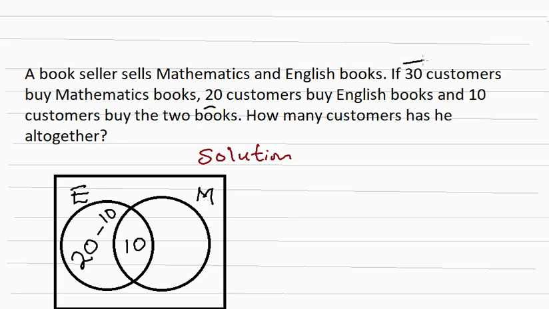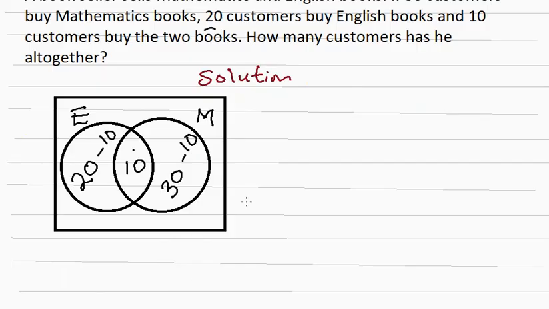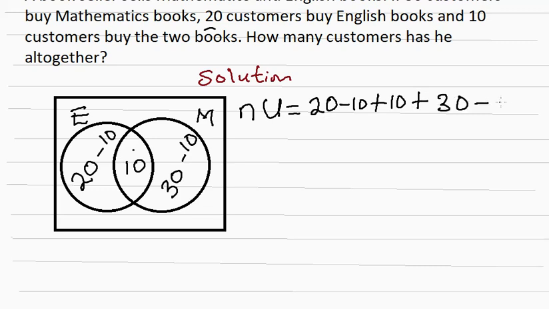The same with mathematics. The total customers for mathematics is 30, so I also have to subtract the intersection from it. So that is all. With what we have now, we can get the total number of customers, which is the number for the universal set. That's going to be equal to 20 minus 10 plus 10, plus 30 minus 10.